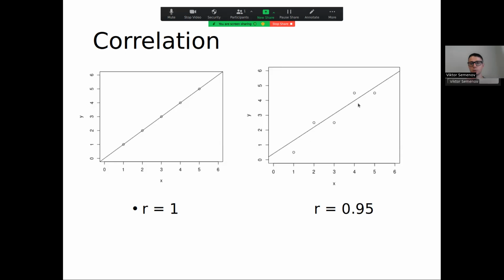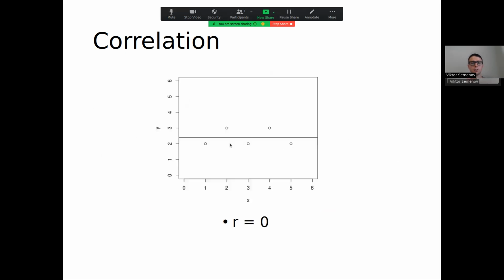Yes, so pretty close to 1, but not the perfect fit. If these dots were even farther from the straight line, the correlation coefficient would become even less, closer to zero. Okay. And this is the case when the correlation coefficient equals 0, when there is absolutely no correlation.